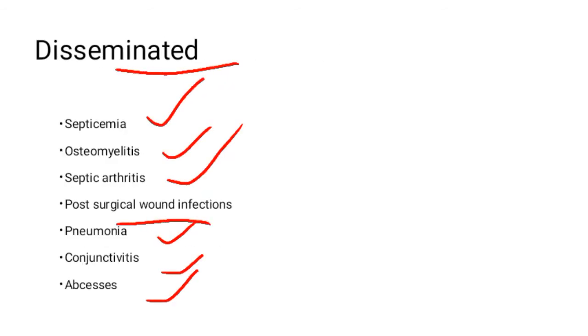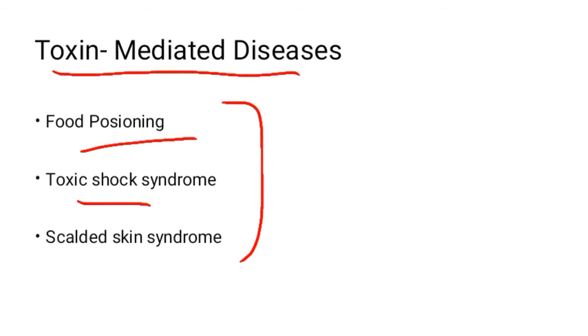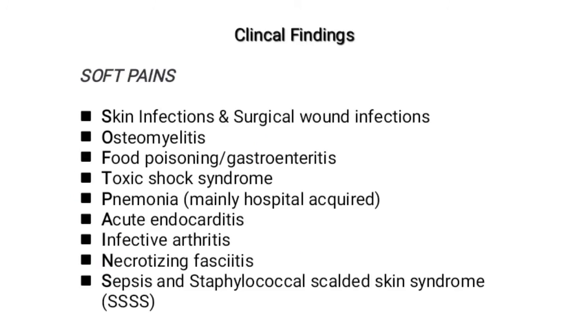The previous diseases are due to pyogenic inflammation, but Staph also produces toxins, and due to toxin production, the following diseases occur. These are food poisoning, toxic shock syndrome, and scalded skin syndrome. We will study them in detail. Let's start.